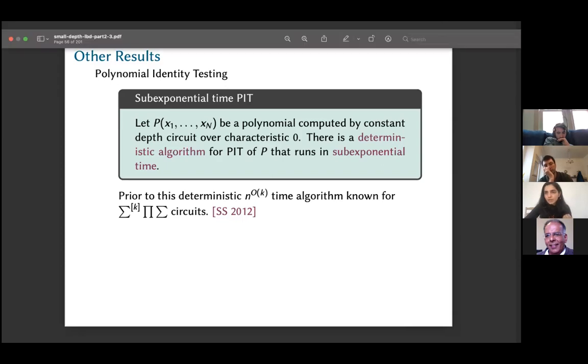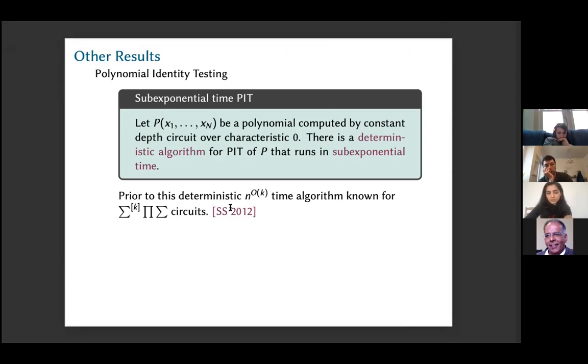So for instance, if the top gate has fan-in 3, then they get n cube algorithms, but we only get sub-exponential time algorithms. But the top gate can have fan-in something like n or n square, in which case we get sub-exponential time algorithms, whereas they get exponential, n to the n square time algorithms or something. So there are parameter regimes where our algorithm is better than theirs. Yes. So these are the two results we have.